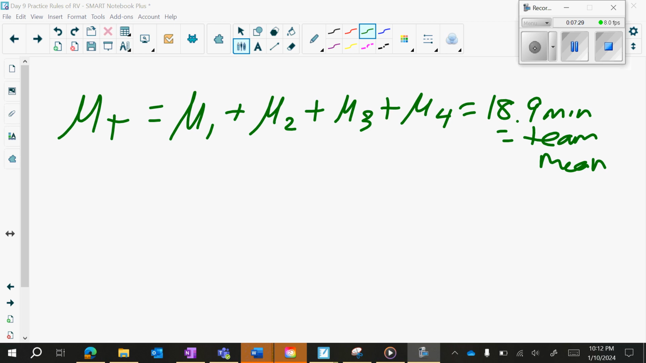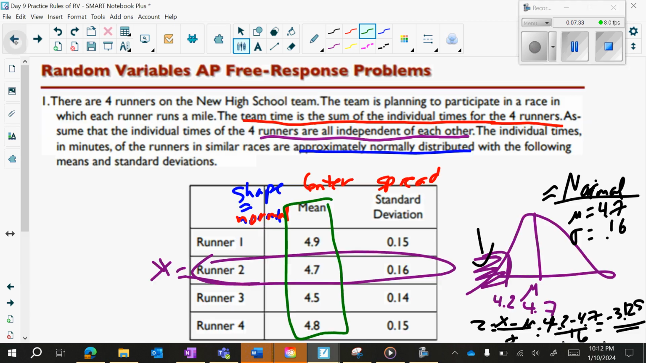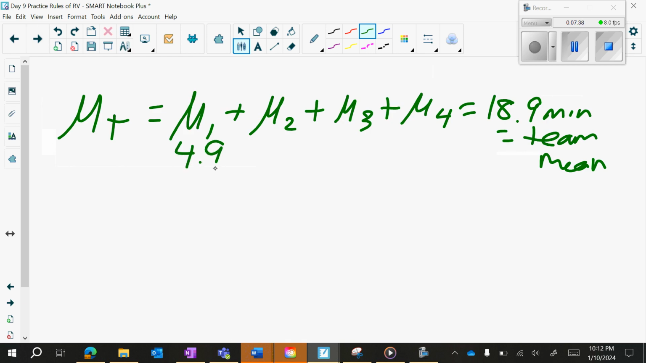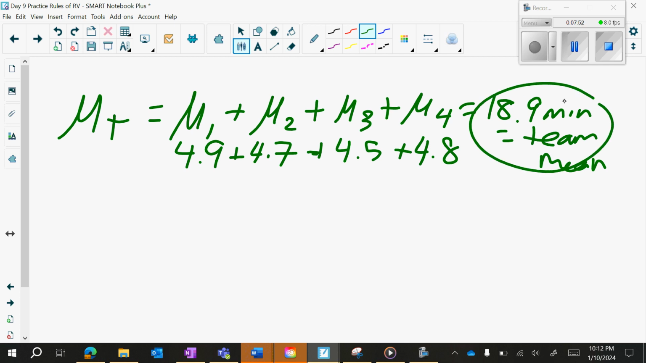So I'm hoping when you added these up, you got 18.9 for the team mean. I should really write out the work here. 4.9 plus 4.7 plus 4.5 plus 4.8 and show that the mean of the team times is equal to the sum of the individual means. Okay, so that's that. Standard deviation.